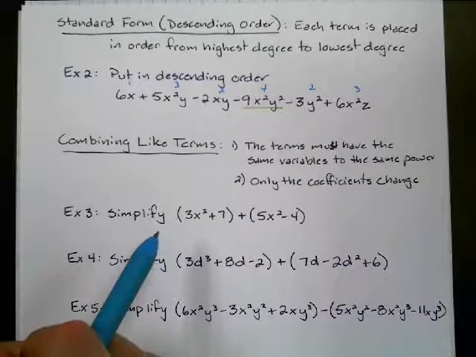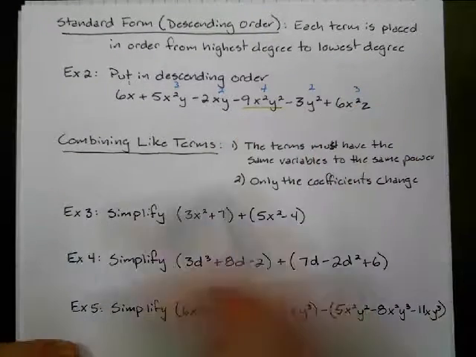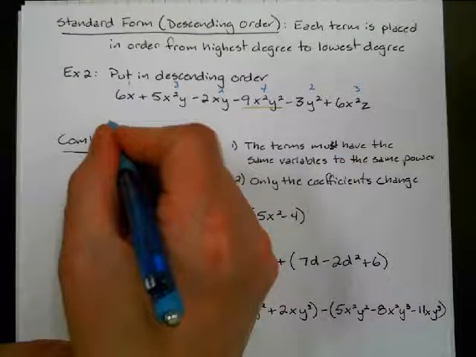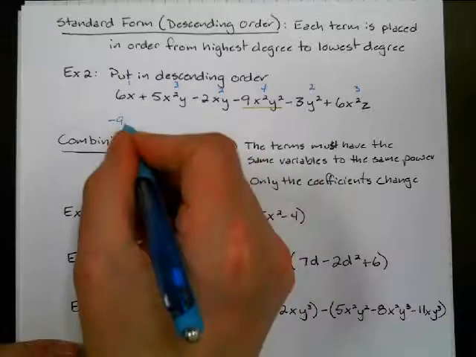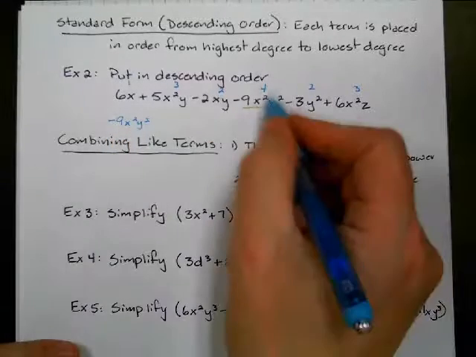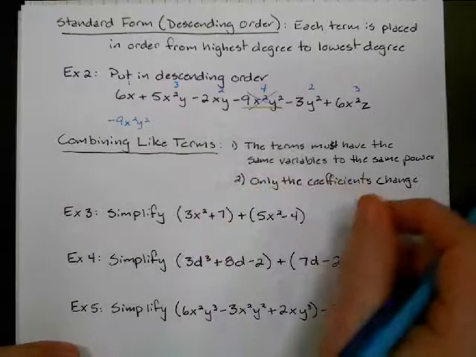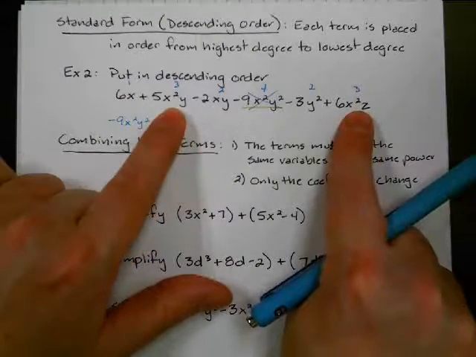So if I wanted this problem to be written in descending order, that would have to come first. So I would do negative 9x squared y squared. There's my first term. Okay, I've done that one. All right, next, that was the fourth degree, so let's do third degree. Uh-oh, there is a tie. So what do we do in terms of ties?